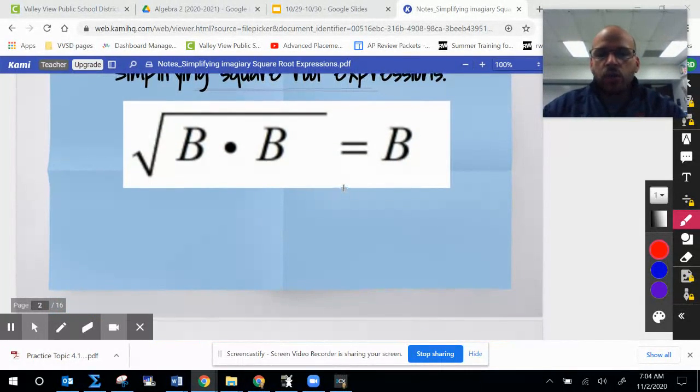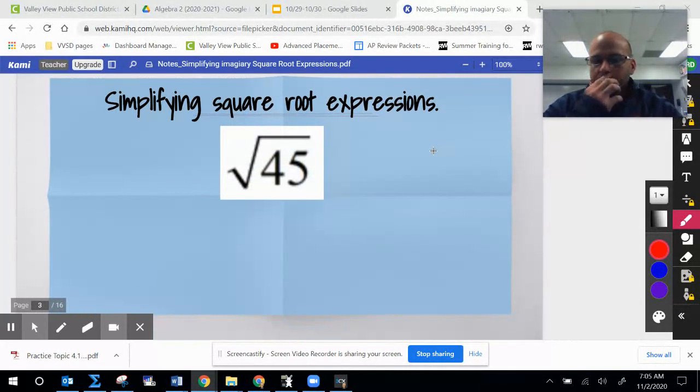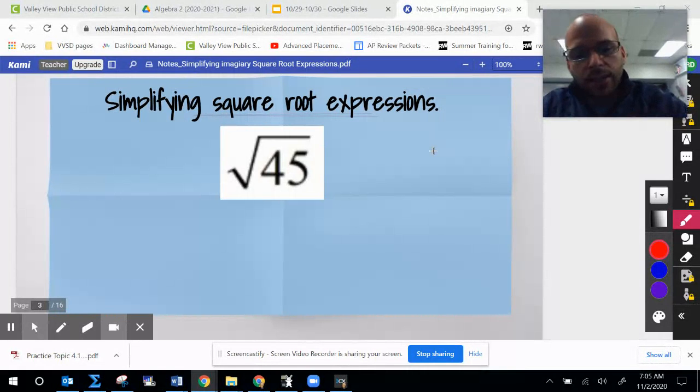If I take the square root of a product of two of the exact same thing, so in this case I just use b times b. If you take the square root of that product, you're just going to get the value that you're multiplying. So b times b would just give me b. All right, so let's break this down. I want to show you how we did this in class last time. So again, this is just a little bit of review.